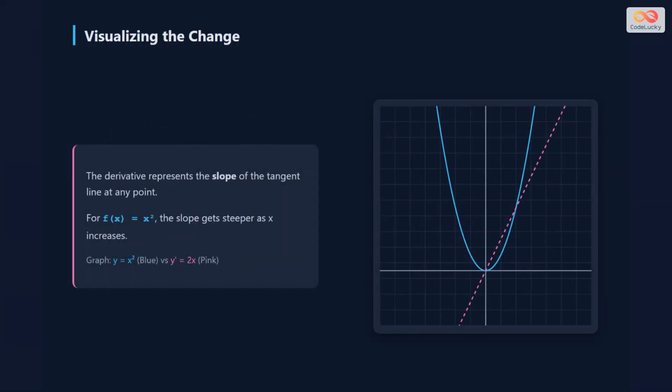Why do we do this? Remember that a derivative tells us the slope of the graph at any point. Look at the blue curve, which is x squared. As x gets larger, the curve gets steeper. The pink line represents the derivative, 2x. It tells us exactly how steep that blue curve is at any specific point.